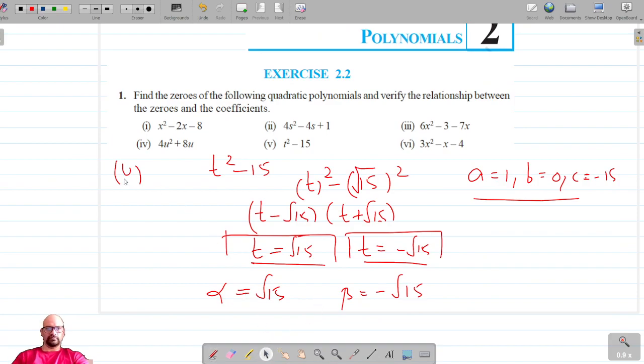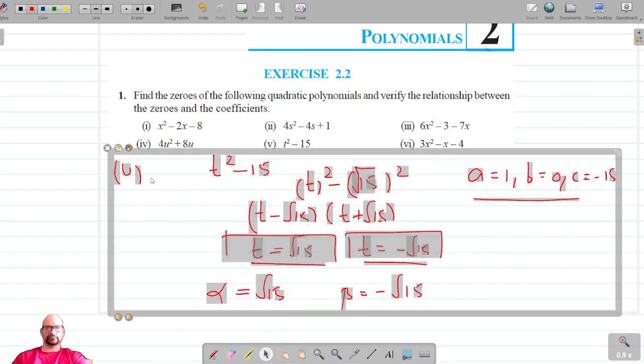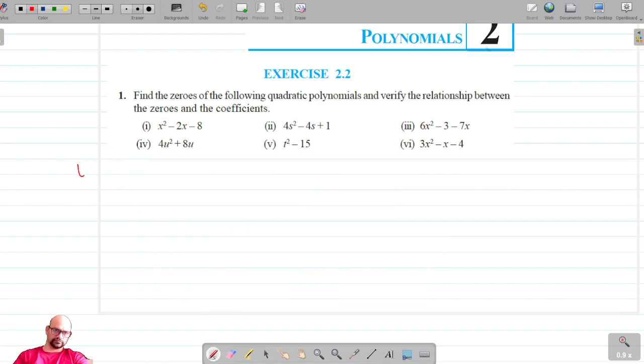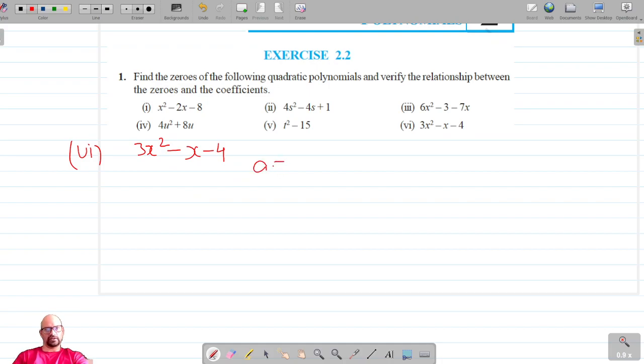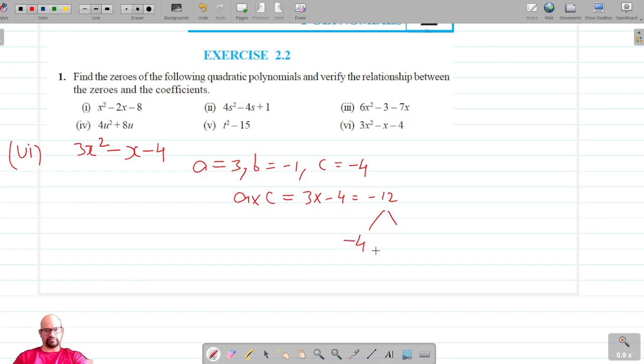Okay, for question number 6. Question number 6 has the polynomial 3x squared minus x minus 4. And a is 3, b is equal to negative 1, c is equal to negative 4. So a into c is equal to 3 into negative 4, which is negative 12. Now negative 12 has the factors minus 4 and 3, because minus 4 into 3 will give me the product minus 12, and minus 4 plus 3 will give me the middle term's coefficient, which is negative 1.